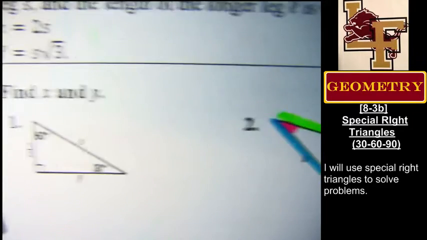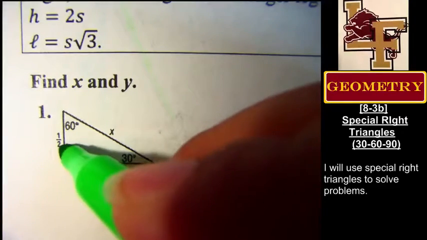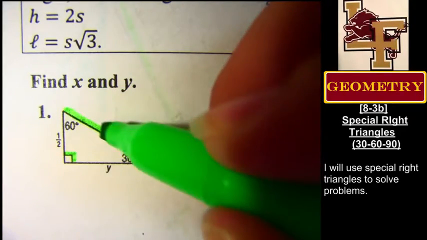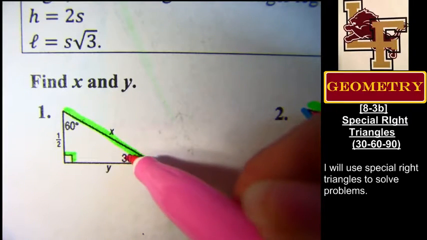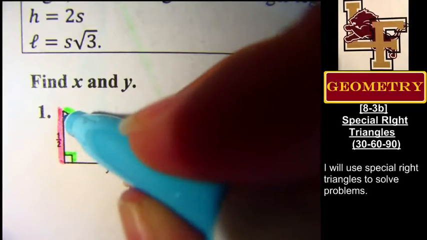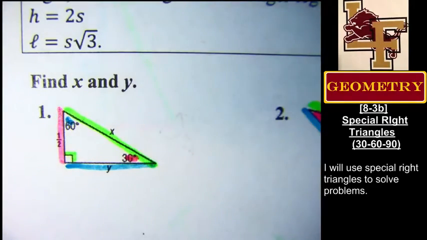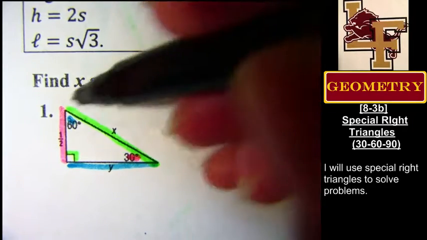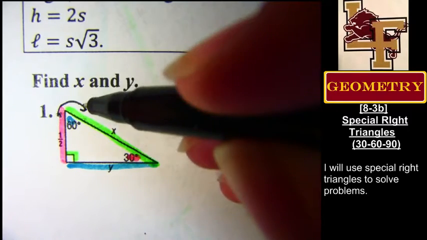Come down and look at number, excuse me, let's look at number 1. Oh my God, there's a fraction. All right, here's our right angle. Here's our hypotenuse. Here's the 30-degree angle. That makes this the short leg. Here's the 60-degree angle. That makes that the long leg. To go from short leg to hypotenuse, what's the pattern?